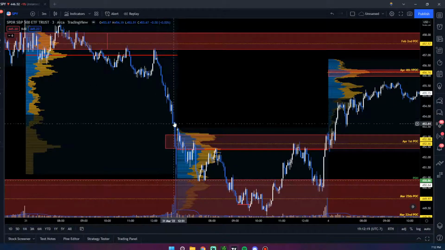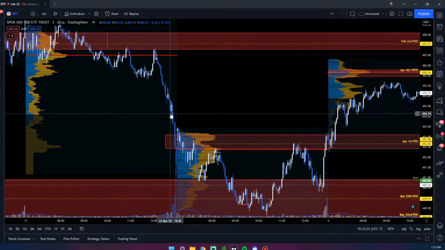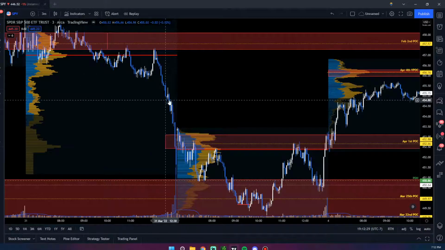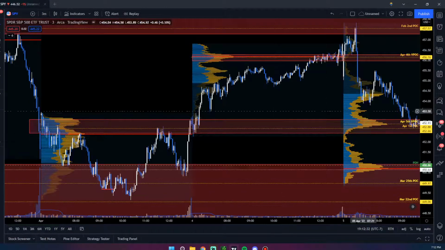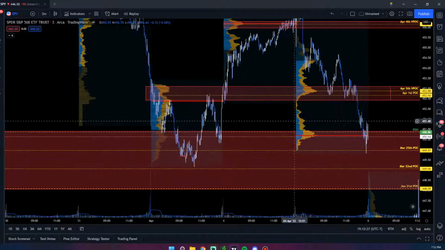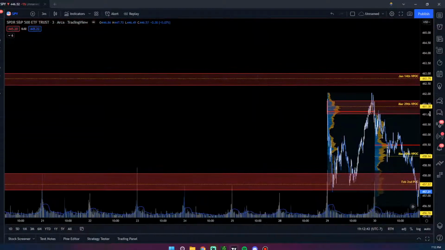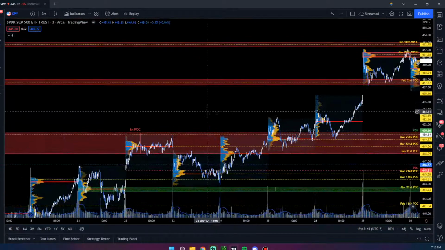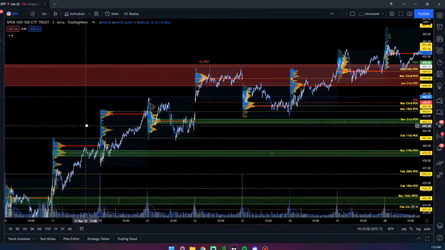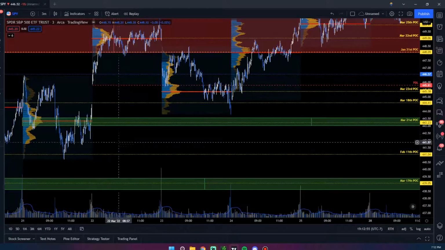So even though we rip through it, you do see it kind of rejects, bounces, and then comes back down. Even though we're completely trending, it is being respected here. Now I just have to find a POC where we're ripping through it and you can see that it's still being respected. It's easier said than done. Let's see. Actually, I think right there is a fairly good example.